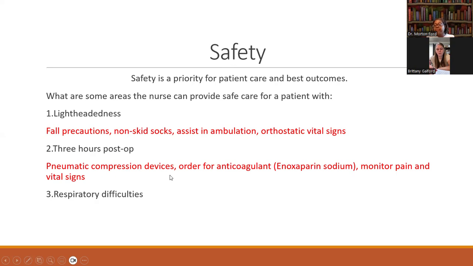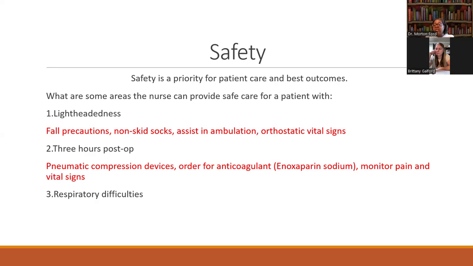So usually they've had 3 hours post-op, they've had some type of surgery. Those nerve endings are coming back around. Those nerve endings are waking up. So they're more than likely going to start experiencing pain. They're not going to want to move. So we want to encourage them to move, change positions, do that deep breathing, coughing.